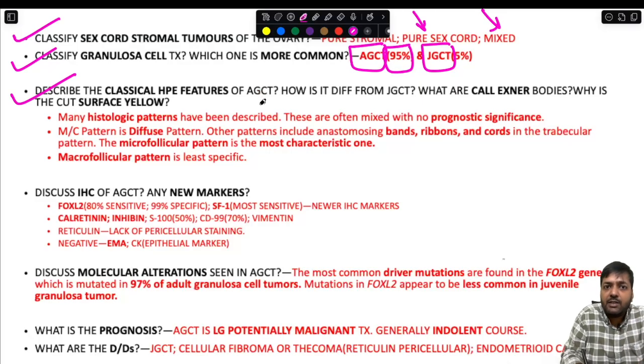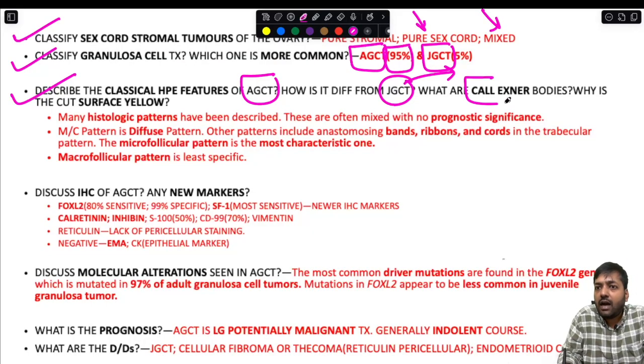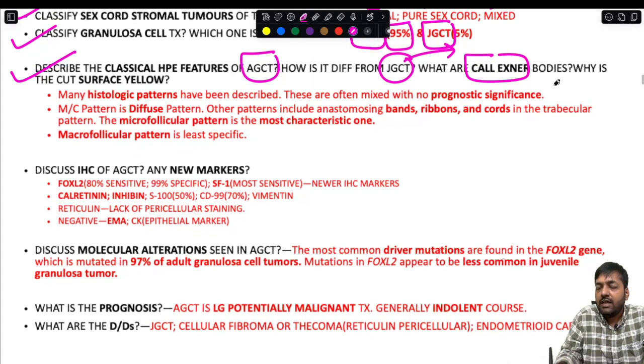Describe the classical histopathological features of AGCT, which we have already discussed. How is it different from juvenile granulosa cell tumor? We are going to discuss that in the next slide, just wait. And what are Call-Exner bodies? Why is the cut surface yellow? The cut surface is yellow because the tumor is synthesizing a lot of hormones. This is the reason why the cut surface is yellow.